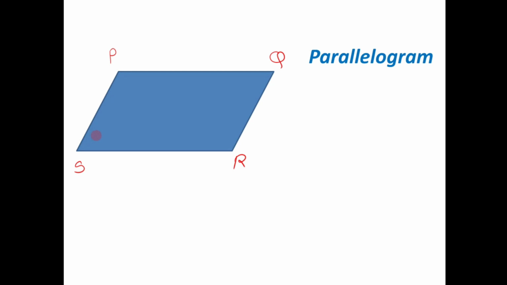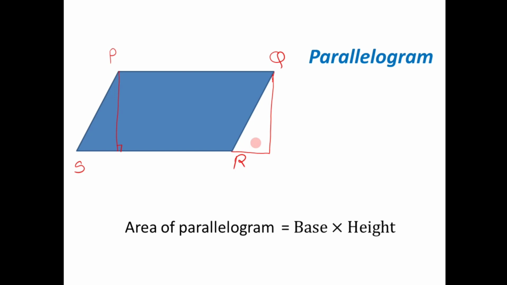Now if we have to find the area of this quadrilateral, we can make some changes to it. Suppose we draw a perpendicular from point P on side SR, cut this portion and join it at the opposite side of PS, then we get a rectangle. So by having these modifications, we get the formula: area of a parallelogram is equal to base into height.